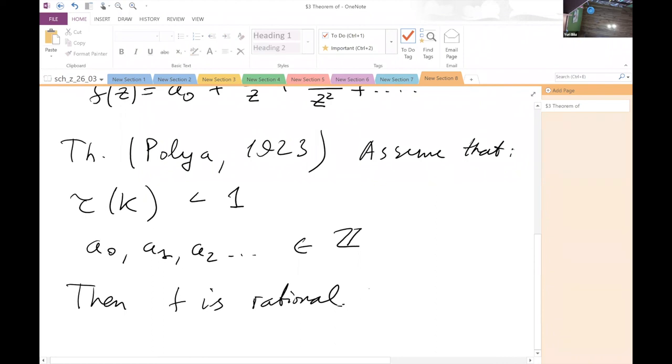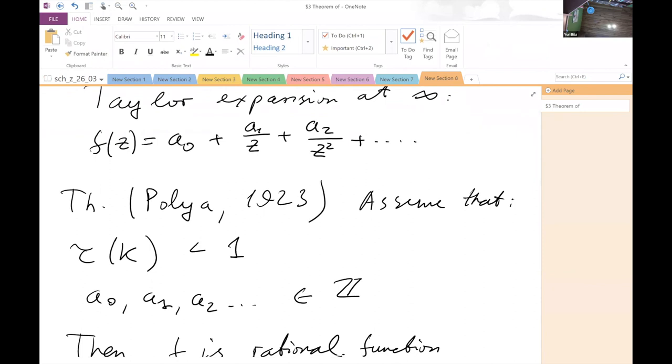So we cannot have a transcendental function, or even an algebraic function, which expands with integral coefficients at infinity and which is regular on the complement of a set of small transfinite diameter.